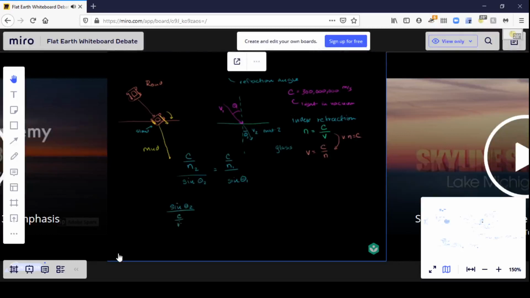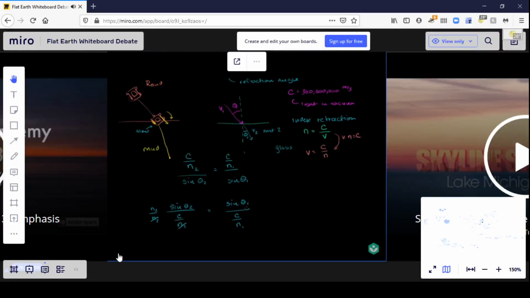c over n2 is equal to sine of theta 1 over c over n1. And now let's multiply the numerator and denominator of this left side by n2. If we multiply n2 over n2, we're not changing it. This is really just going to be 1. But this and this are going to cancel out.